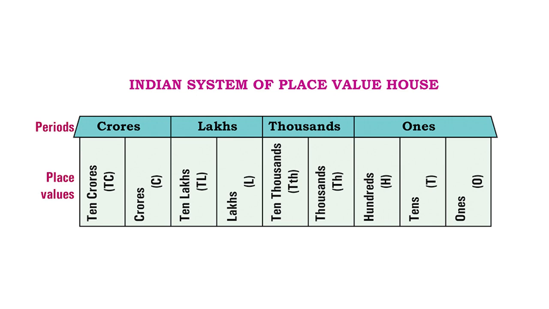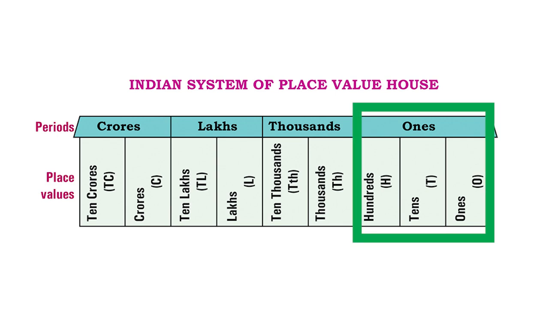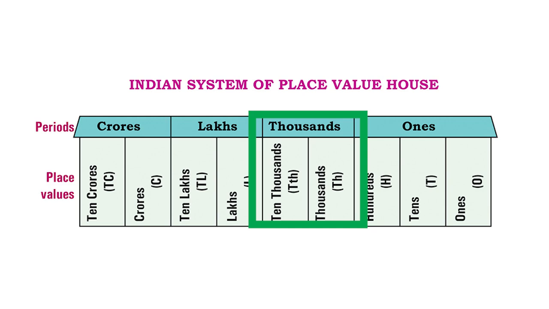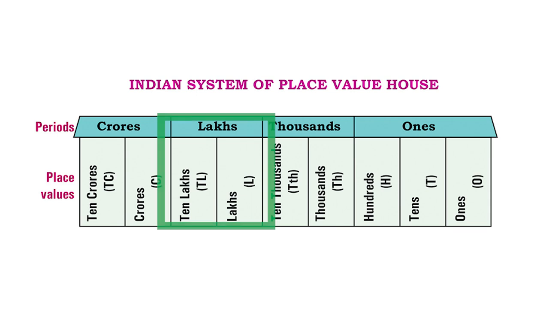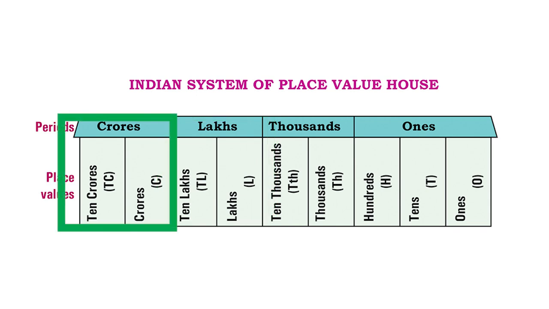So in the Indian system, we have the ones period, that is the group of ones, tens and hundreds. Then you have the thousands period, that's the group of thousands and 10,000s. And then you have the lakhs period, which has lakh and 10 lakh. And then you have the crores period, crore and 10 crore. Now these periods are important because when you have to read the number, you will have to read it using these periods.